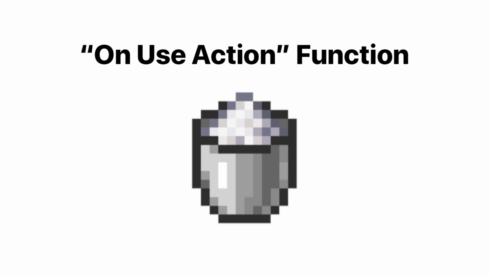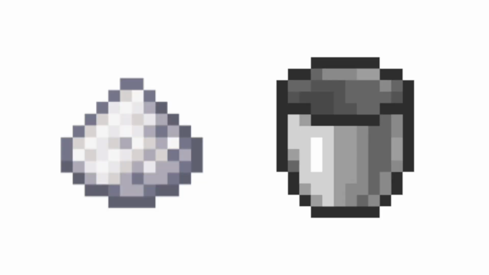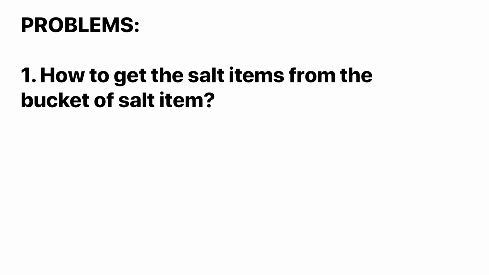See, whenever you want to create a custom item, there is a special code function called the onUse action function, which basically executes a function command when the item is used. So the idea is that when you hold click, the salt bucket item will disappear and give us the salt and, of course, an empty bucket. Now that's the first problem, time for the second.